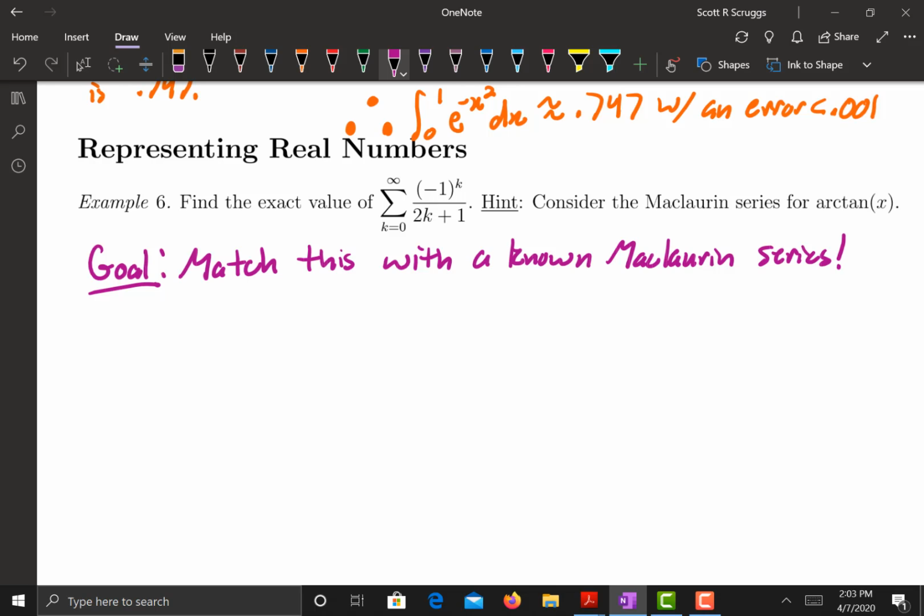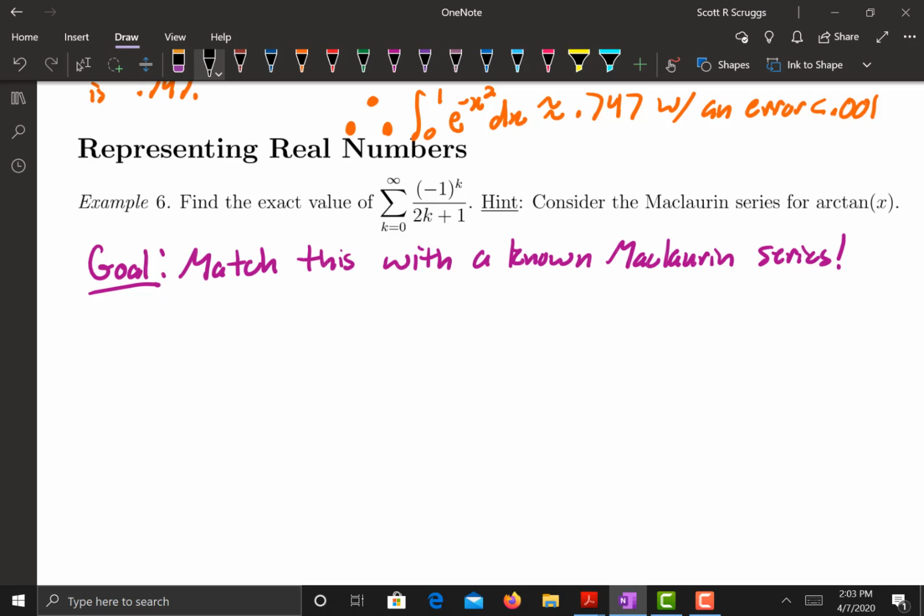That's going to be our goal if we're asked to find the exact value of a series. We're going to try to match that with a Maclaurin series that we know, but the reason why there is no x here is because I plugged in a specific value for x, and we're going to figure out what specific value we plugged in.